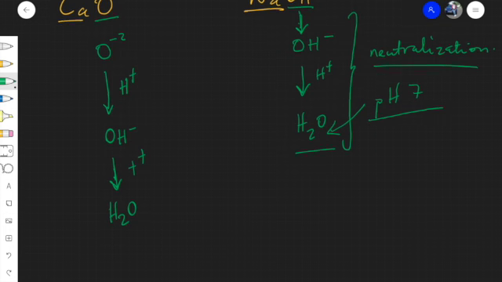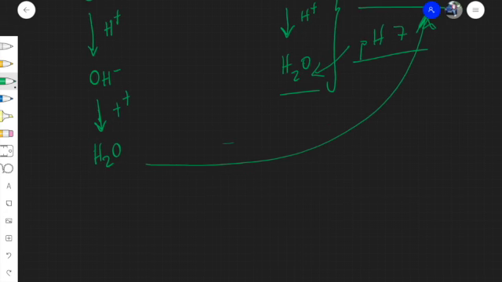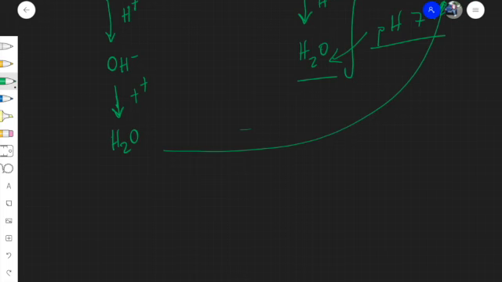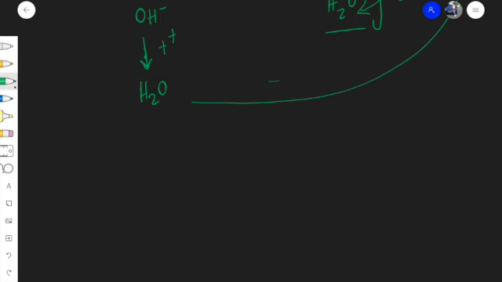Now, the same thing with this. This is the same thing to say that it is also neutralization. So it is important for us to know that. What is left behind? The thing that is left behind is actually a salt.